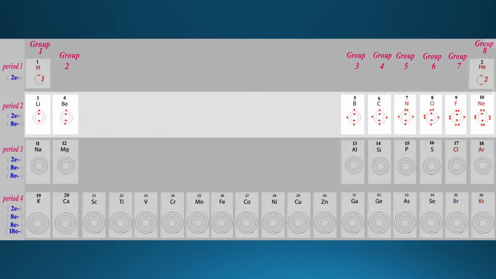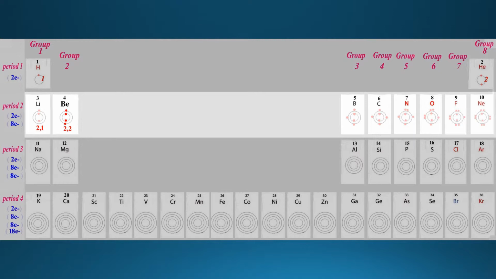Period 2, let's look at lithium. Lithium, the top number 3, means you have 3 protons. You must have 3 electrons. How are these 3 electrons distributed? Inner shell first. First shell, 2 electrons. 1 more electron left, go to the next shell. Try another one. Beryllium, on top you have 4 protons, so you must have 4 electrons. Fill the inner shell first, 2 electrons, and 2 more to fill the next shell.